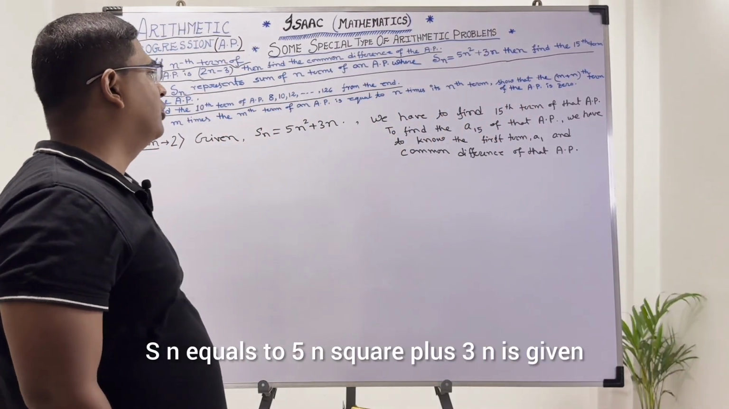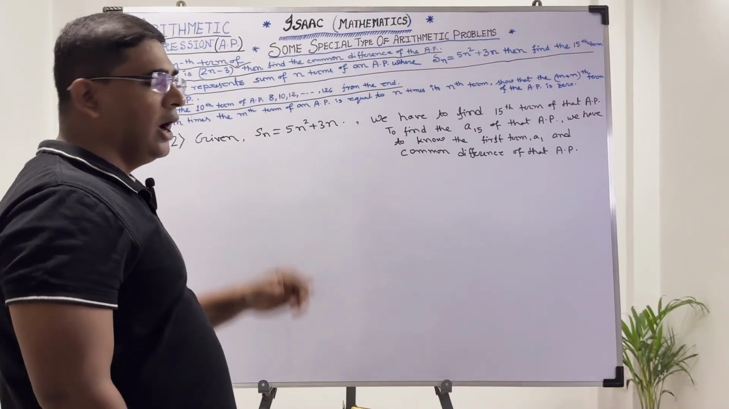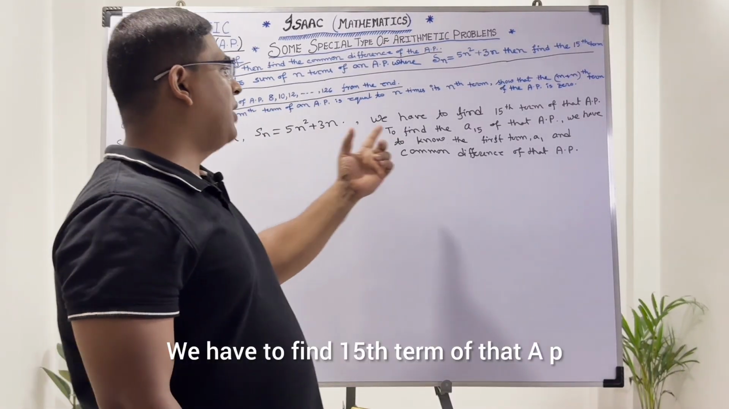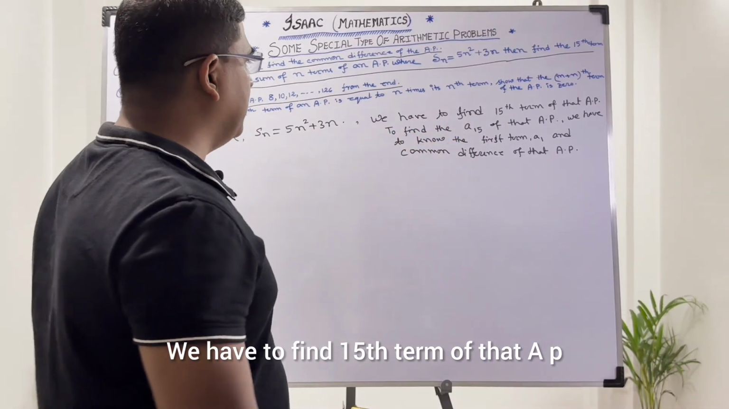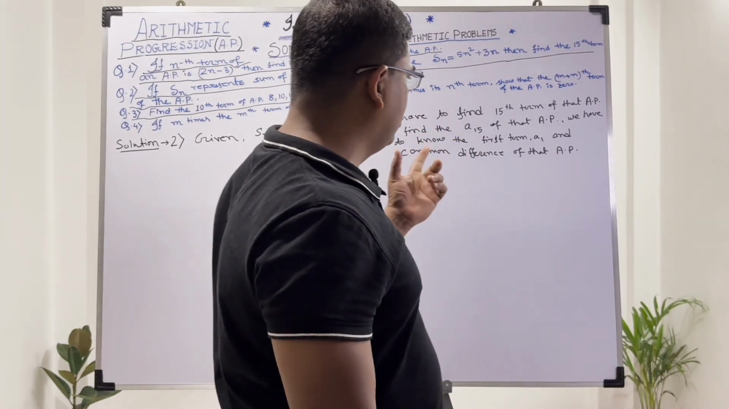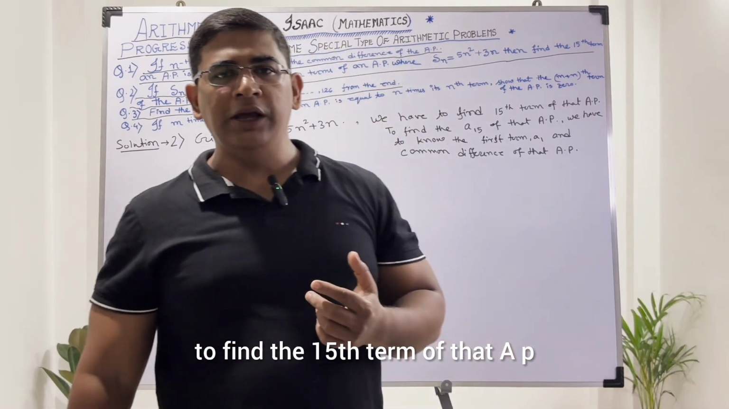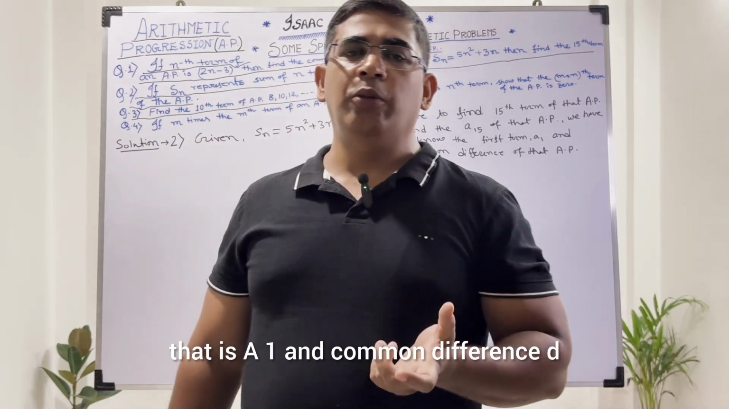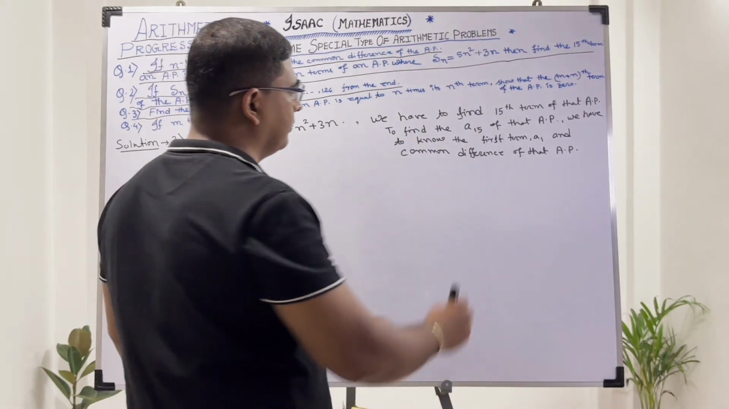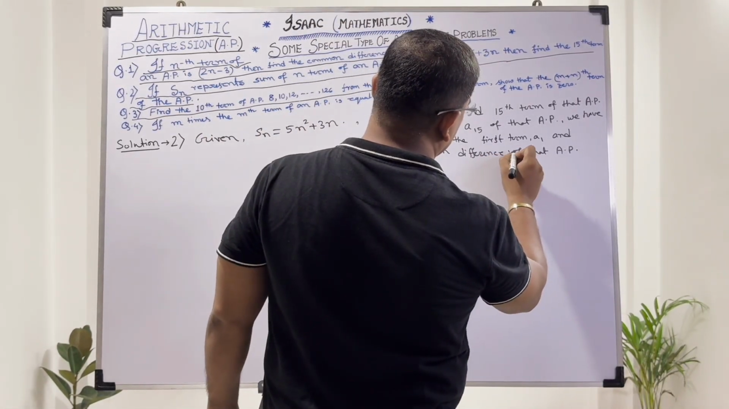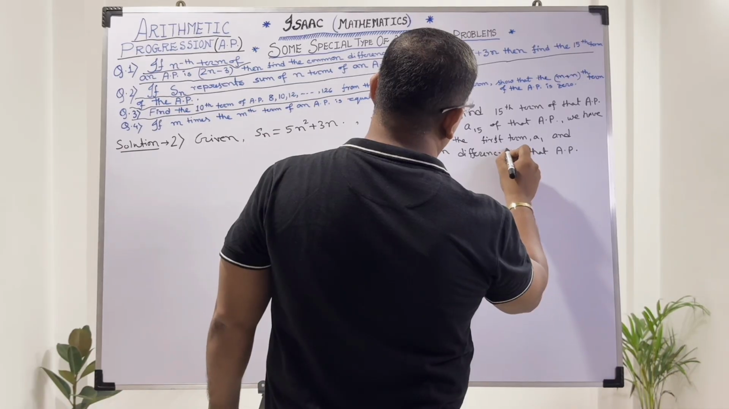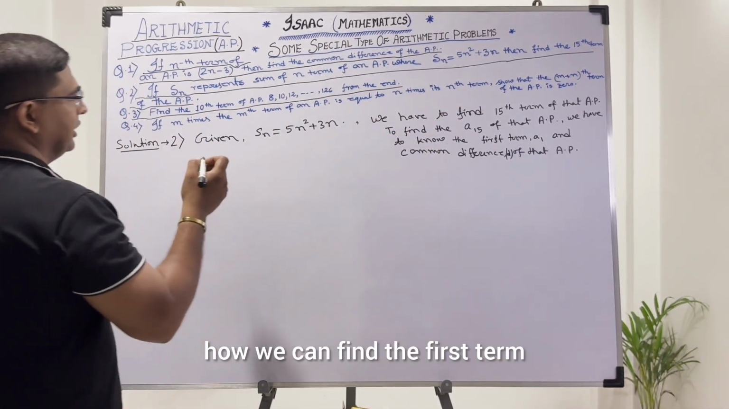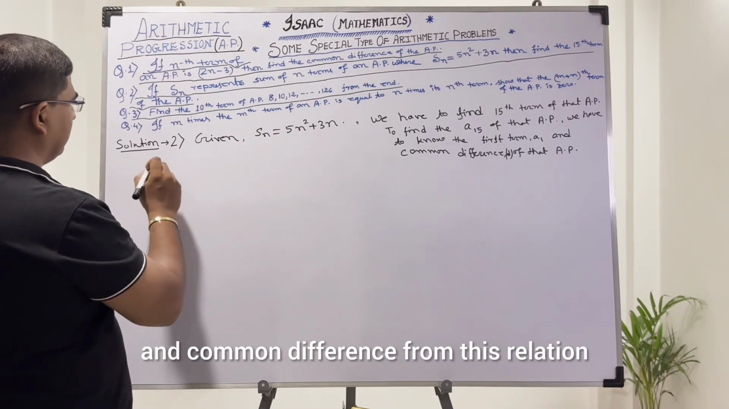Okay, so Sn equals 5n square plus 3n is given, where Sn denotes the sum of n terms of an AP. We have to find the 15th term of that AP. So to find the 15th term of that AP, first of all we have to know its first term, that is a1, and common difference d of that AP. Okay. So let us study how we can find the first term and common difference from this relation.